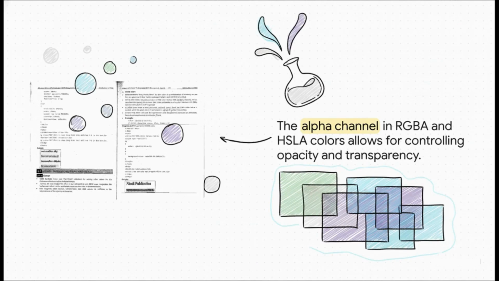And what about color? CSS 3 gave us something called the alpha channel. See the A in RGBA? That stands for alpha, and it controls transparency. This is huge. It's how designers create those cool semi-transparent overlays or that frosted glass look that's so popular in modern UI design. It's all about controlling opacity.